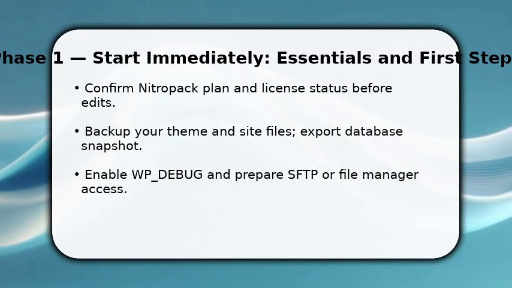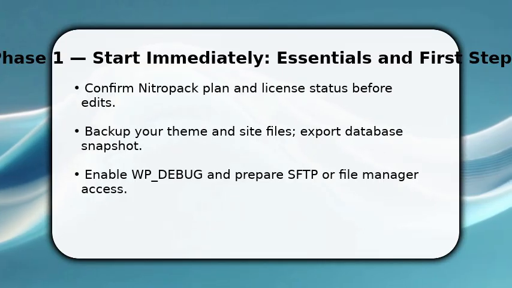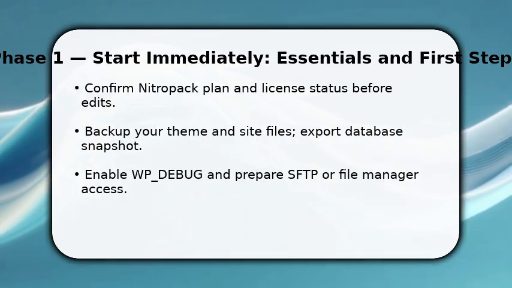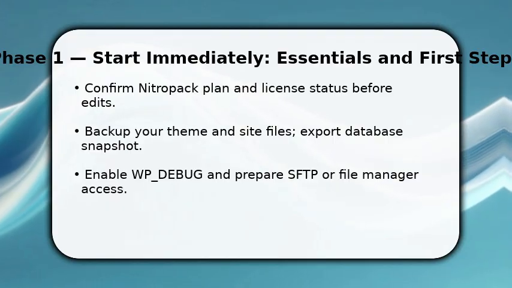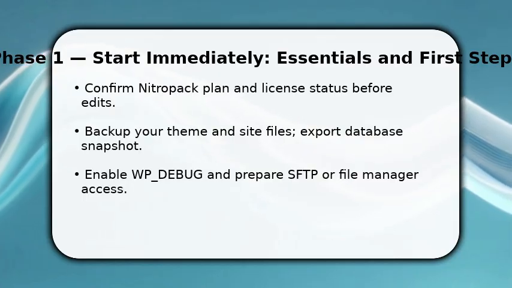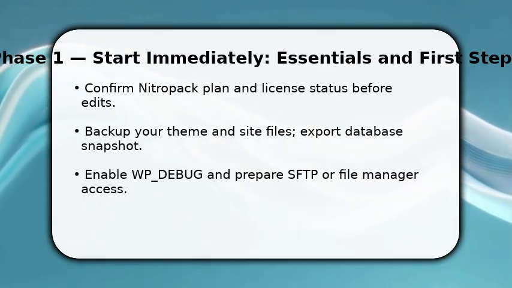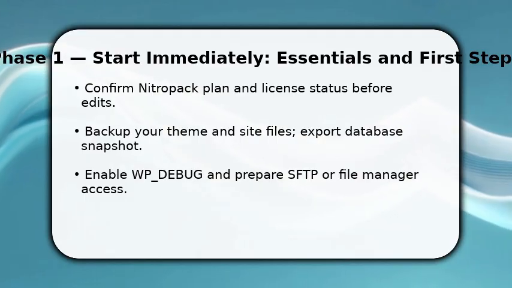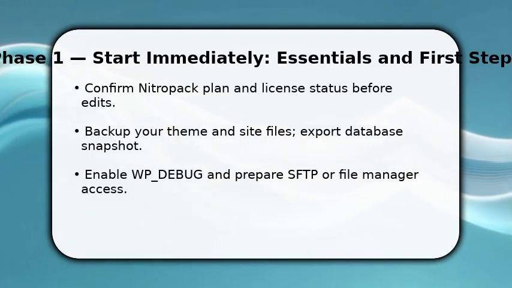You start by confirming your Nitropack account and whether removing the footer is permitted under your plan. This avoids breaking terms. Once done, make a full backup of your WordPress theme and database so you can revert changes. Next, enable debugging and open SFTP or your host file manager to access theme and plugin files.